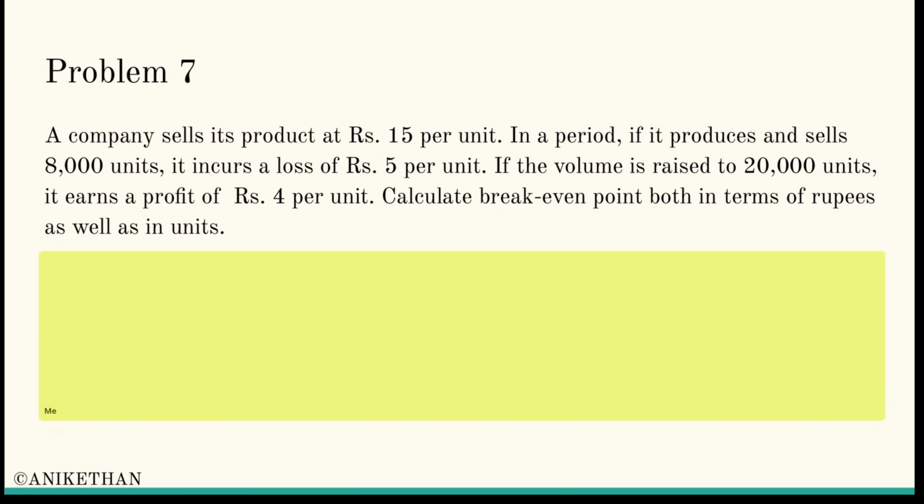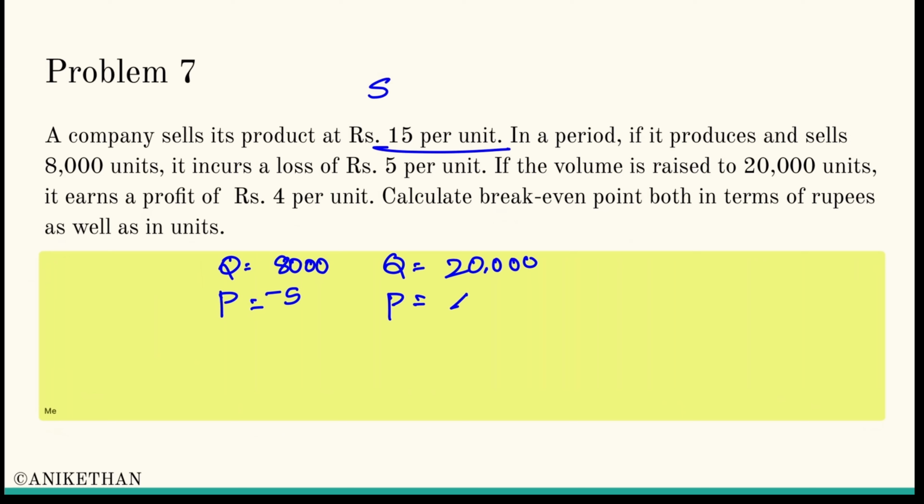Let's take this problem. A company sells its product at 15 per unit. So what is this? This is your selling price. In a period, if it produces and sells 8,000 units, it incurs a loss of 5 per unit. So if quantity is equal to 8,000, then the profit is minus 5. If the volume is raised to 20,000 units, it earns a profit of 4 per unit. So quantity is equal to 20,000, then profit is equal to 4 per unit. Calculate break-even point both in terms of rupees as well as units.